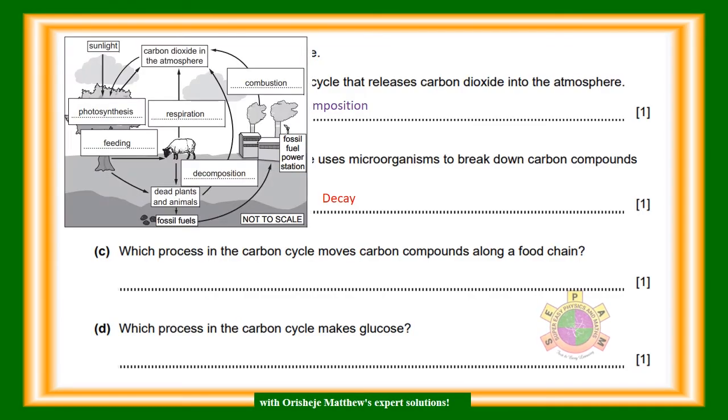Carbon is moved along the food chain through the feeding activities of animals. Question 8d. Which process in the carbon cycle makes glucose? Glucose is produced through the process of photosynthesis.